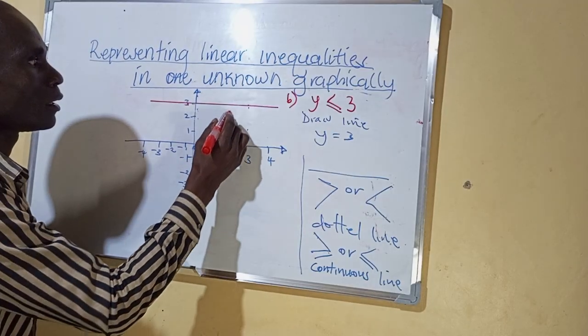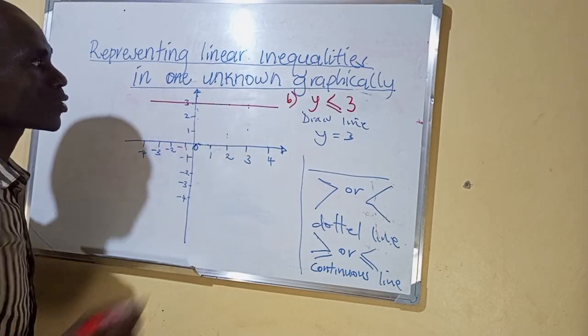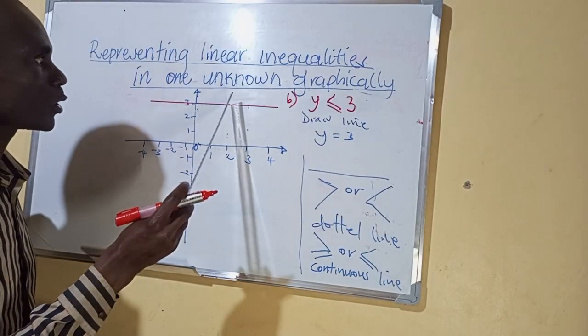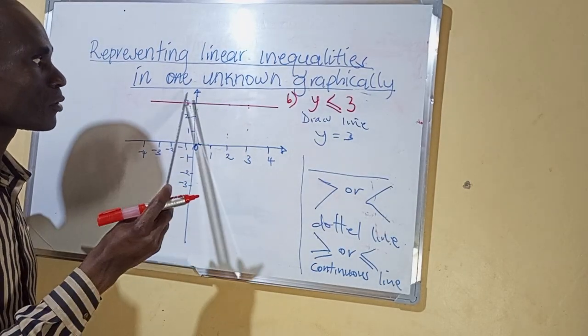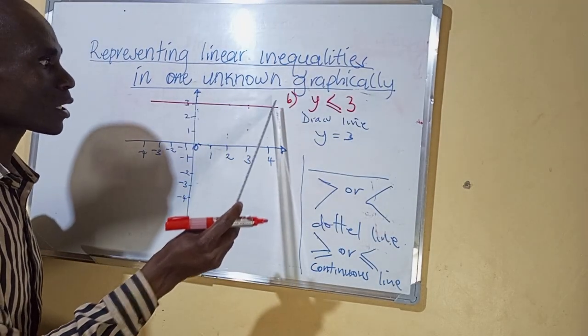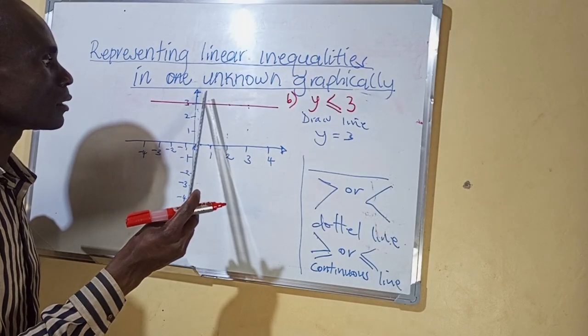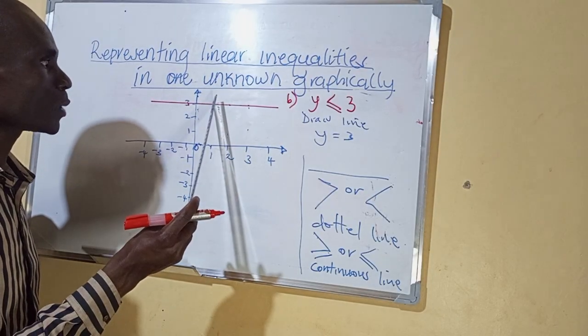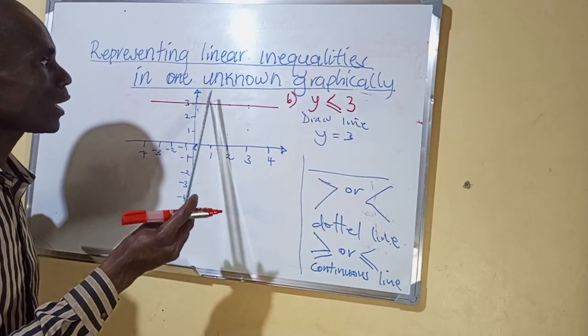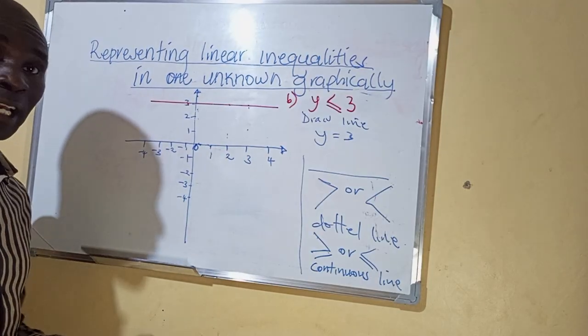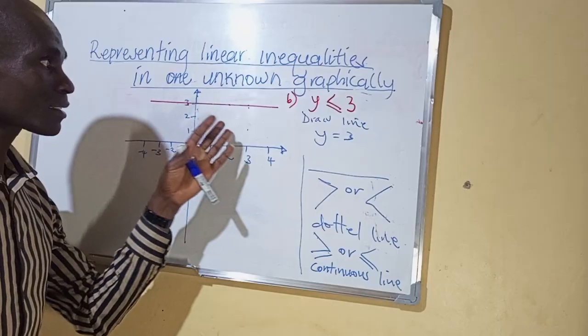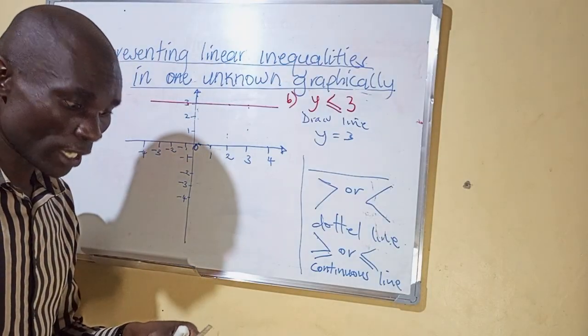let's say at this point, the coordinates of this point will be 2, 3. Here, we shall have 4, 3. Then again, at this particular point, we shall have 1, 3. So you'll realize that the values of x are changing, but the values of y are not changing.